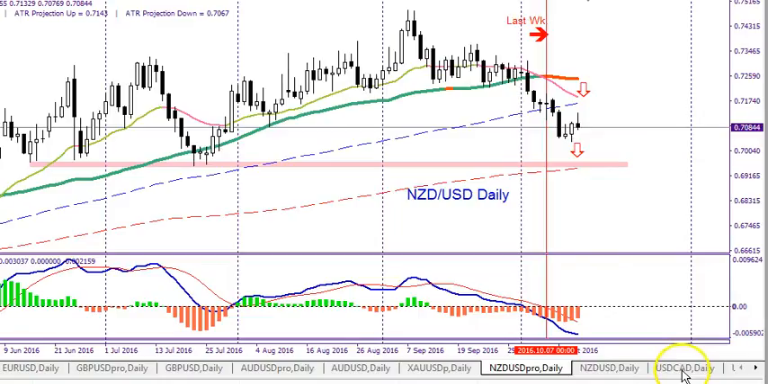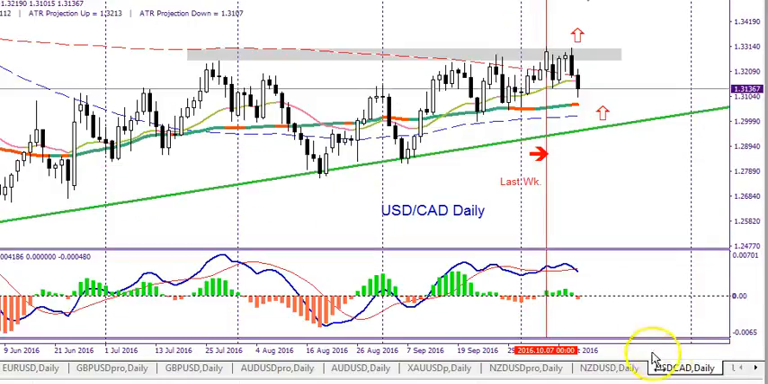Now we get to the US CAD. Let's take a look here. US CAD, as you know, is tied into oil. Well, the Canadian dollar is tied into oil. And last week, the US went up. You can see this is on a daily chart. So price bounced off of the support right here, and then went up to the resistance and then bounced right back down.